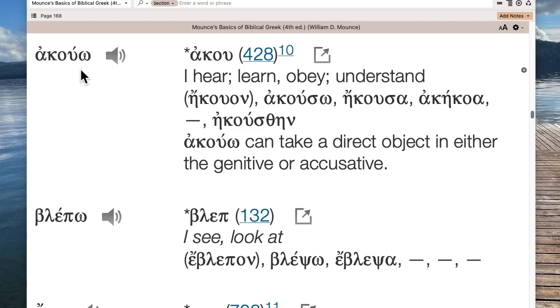is akuo. Akuo. Maybe you recognize the aku. It sounds like acoustic guitar or acoustics. It's indeed where we get the word acoustic. It's I hear, I learn, obey, or even understand. Akuo. And remember that in our lexicon form here, the form of the lexicon entry is the first person singular form of the verb. So akuo means I hear, I learn, etc.